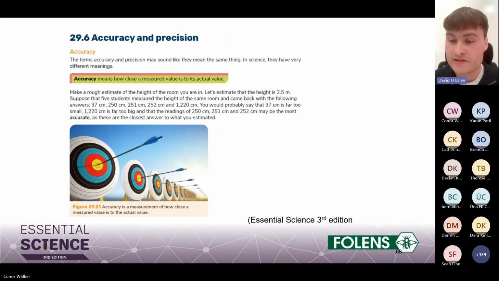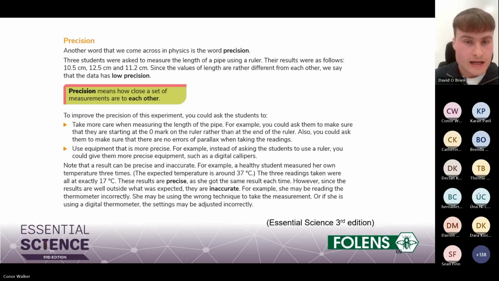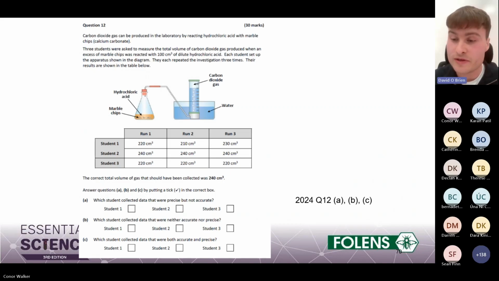Accuracy and precision is seamlessly introduced into every investigation. Next slide, please. Next slide, please. That's just our text on precision. And as you can see, in 2024, we have 3 multiple choice questions on question 12, and they were all related to accuracy and precision.